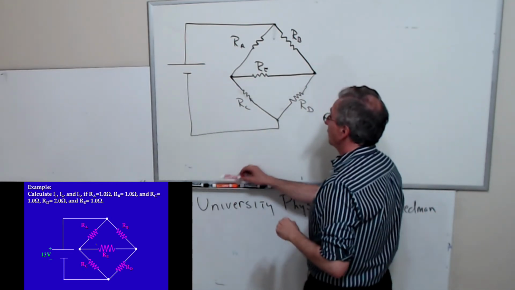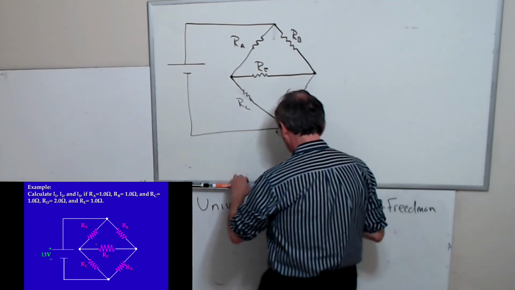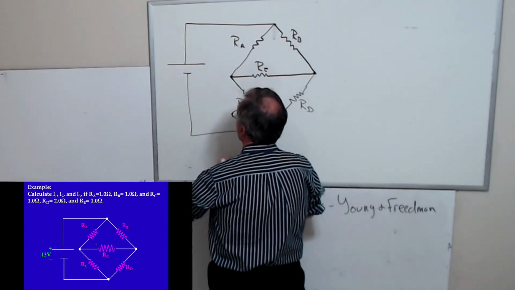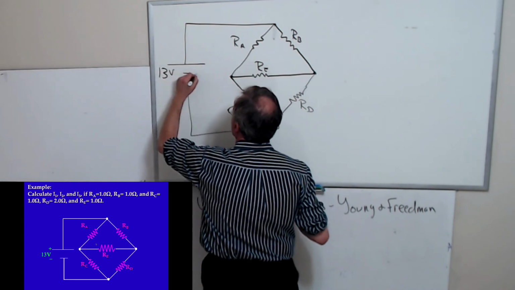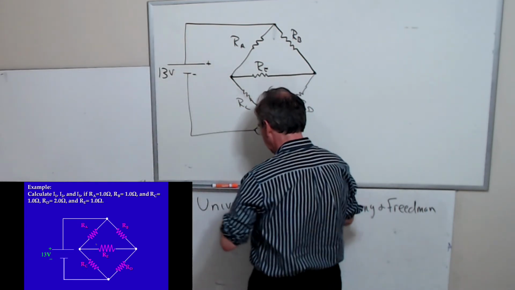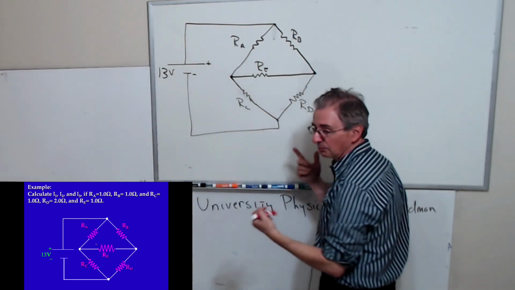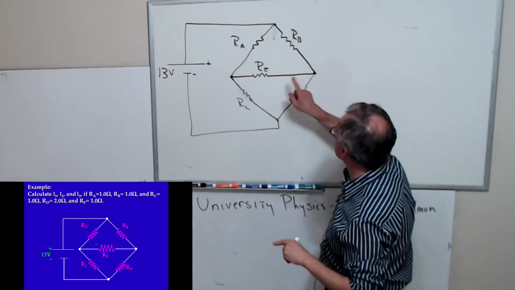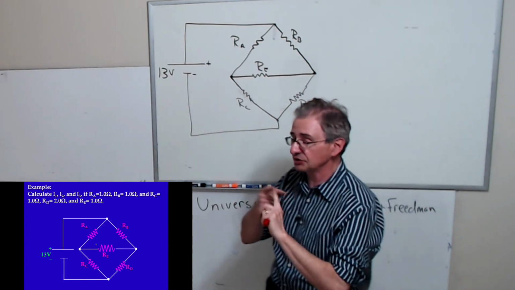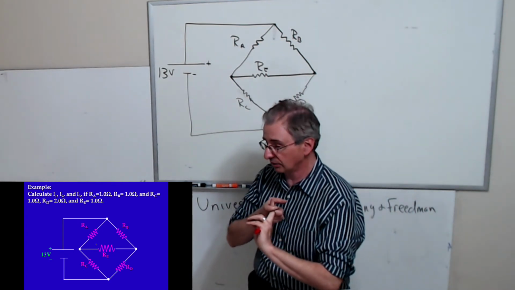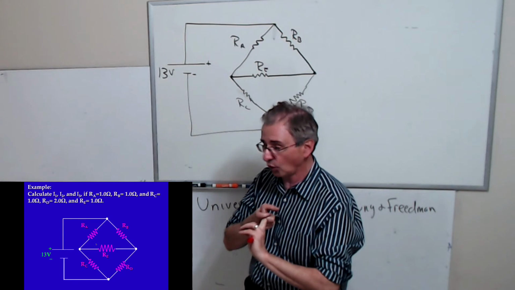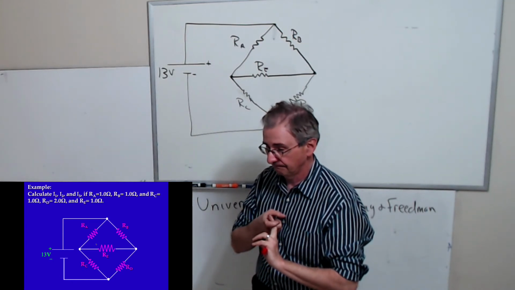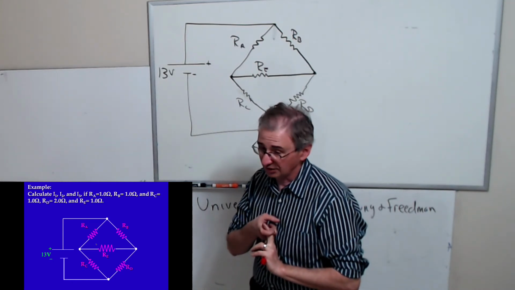So what I'm going to say, okay, this is 13 volts. So let me write down the power supply voltage, which I forgot. And I'm going to say, okay, there's only one power supply here, but I need to use Kirchhoff's laws. Why? Because the resistors are neither series nor parallel. They're not connected in series or parallel. So I use Kirchhoff's laws.